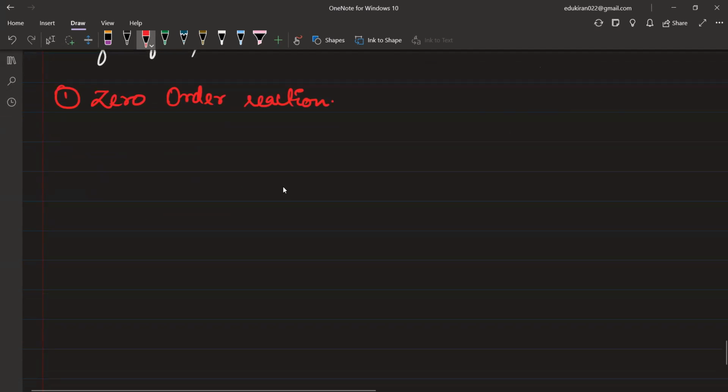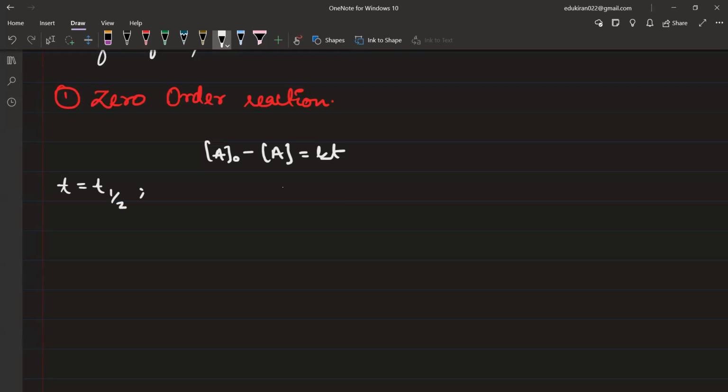Now please listen. The integrated rate law equation for zero order reaction is what? Concentration of A naught minus concentration of A equal to Kt. Now we are going to calculate the T half. So t will be equal to T half. The initial concentration of A will not change, it will still be A naught. But the final concentration of A will become half of the initial concentration, so it will be A naught upon 2.